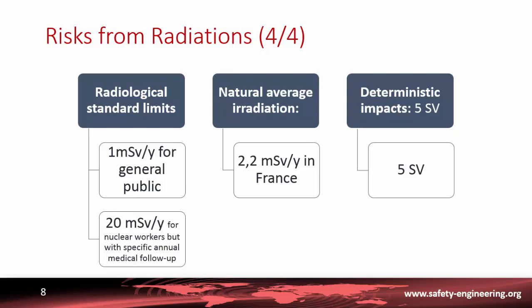but in some other parts of the world, and for instance in some part of India, the natural average irradiation could reach 10 millisievert a year.